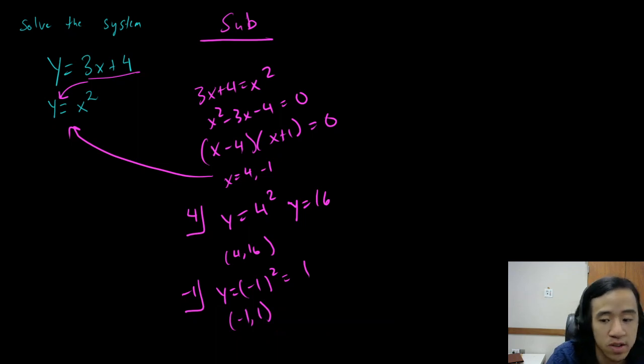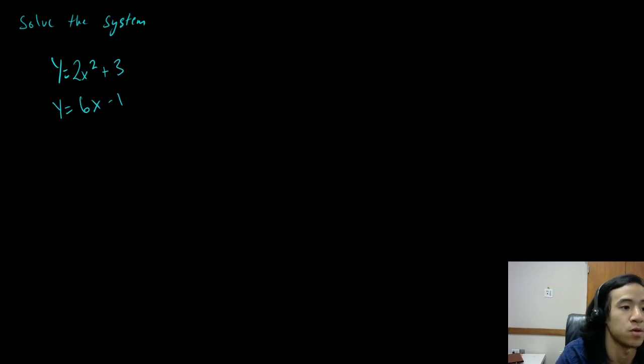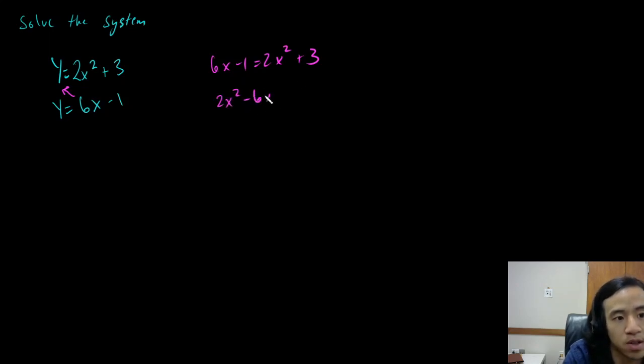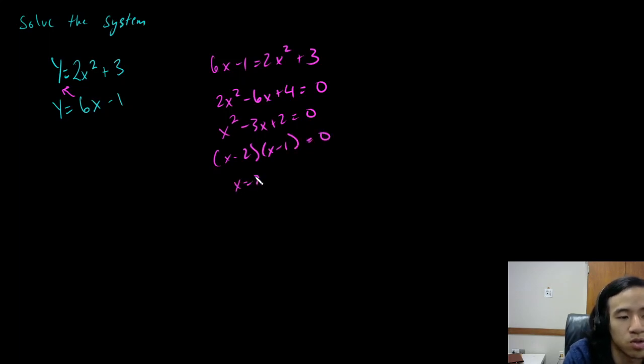And I'm going to go ahead and do 2 more examples, and that's going to be it for the video. All right, so here's another example. I'm just going to do the same exact thing, substitute 6x minus 1 for y, and then solve. So let's see what happens. So we get 6x minus 1 equals 2x squared plus 3. And I move everything over, so 2x squared minus 6x plus 4 equals 0. I'm going to divide both sides by 2, so x squared minus 3x plus 2 equals 0. And then I get x minus 2 and then x minus 1. So x is equal to 2 and 1.